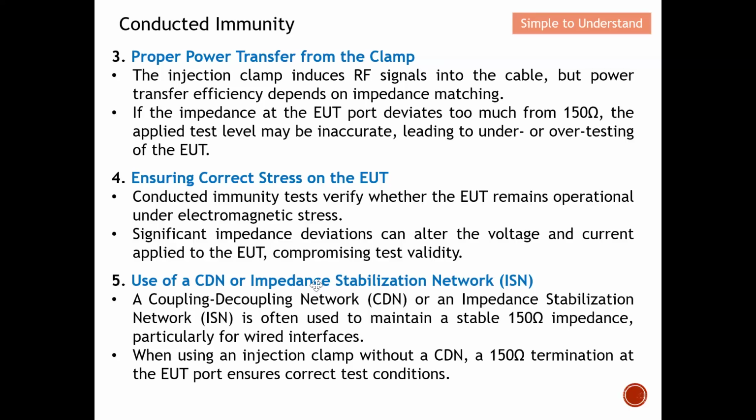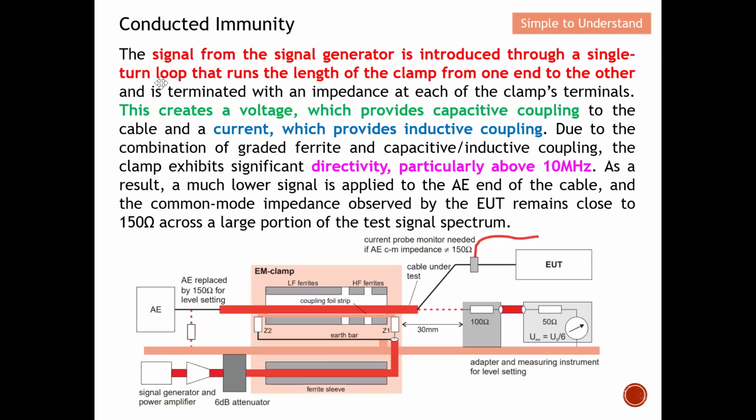Use of a CDN or impedance stabilization network, ISN. A coupling decoupling network, or an ISN, is often used to maintain a stable 150 ohm impedance, particularly for the wire interface. When using an injection clamp without a CDN, a 150 ohm termination at the EUT port ensures the correct test condition. Okay, so basically these are the 5 reasons why the impedance needs to be 150 ohm. So let's move on. Let's have a little bit more discussion on the test itself.